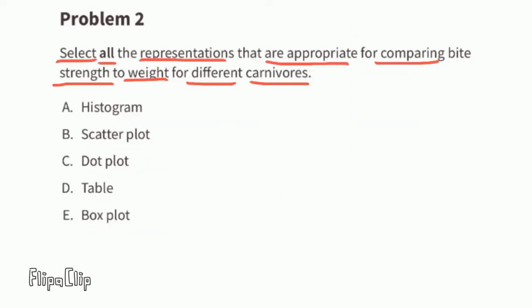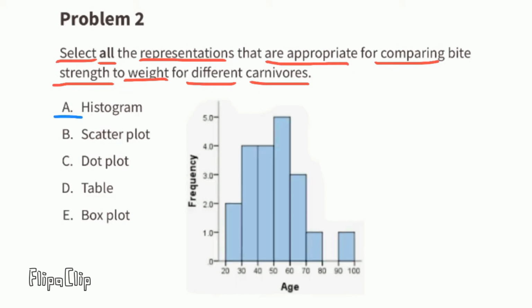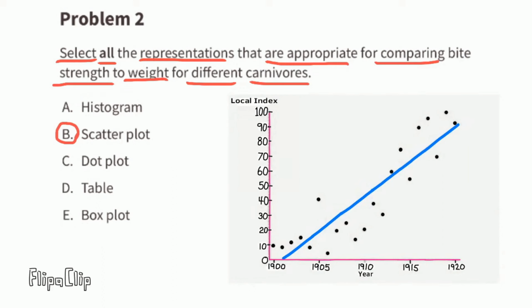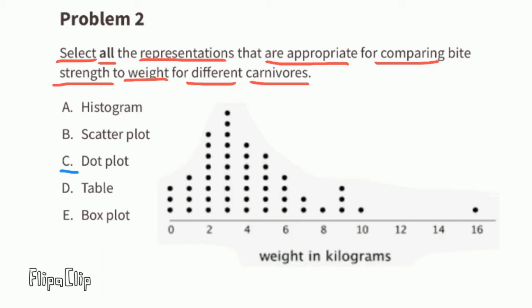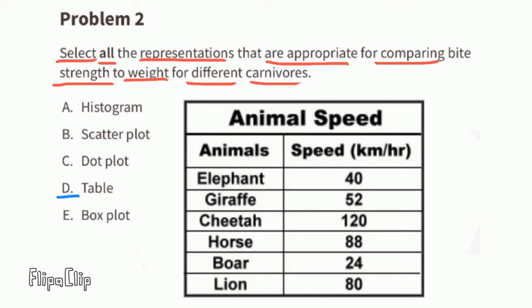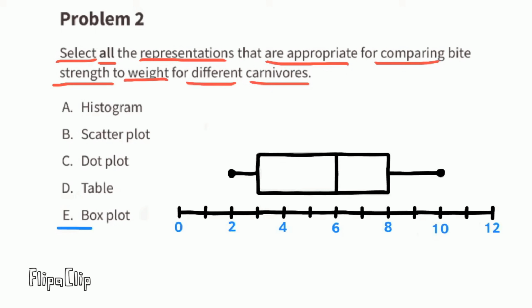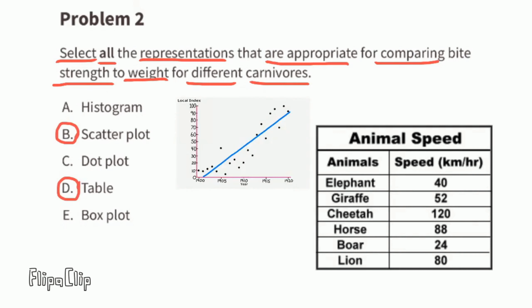Problem number 2. Select all the representations that are appropriate for comparing bite strength to weight for different carnivores. First, let's just take a quick look at examples of each of these types of representations of data. A, histogram. B, scatter plot. C, dot plot. D, table. E, box plot. The two types of representation that I choose are scatter plot and table. I especially like the table because it's easy to read.